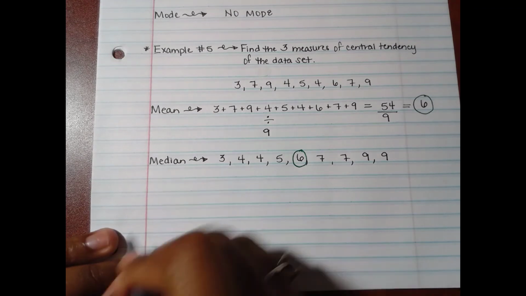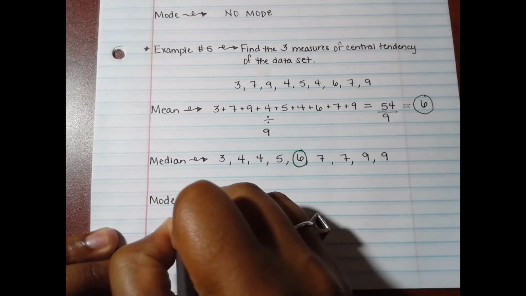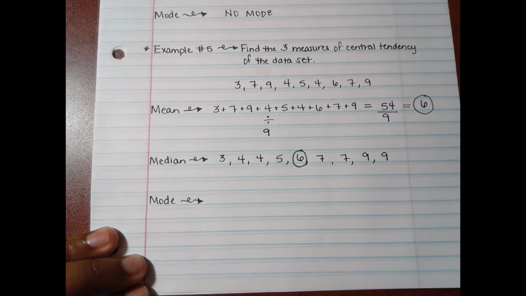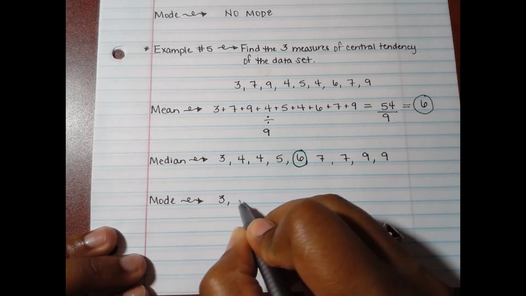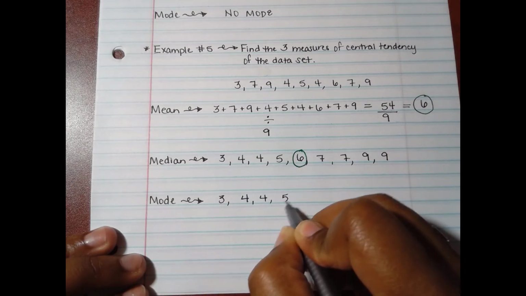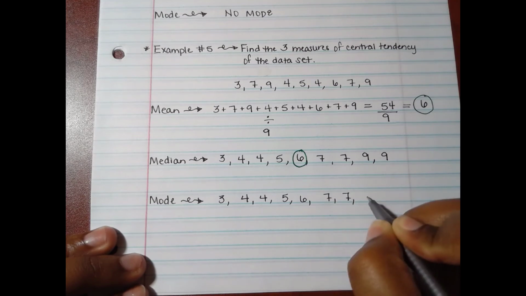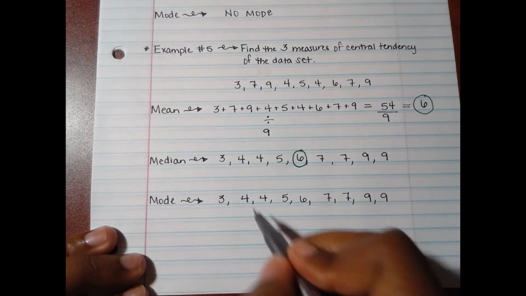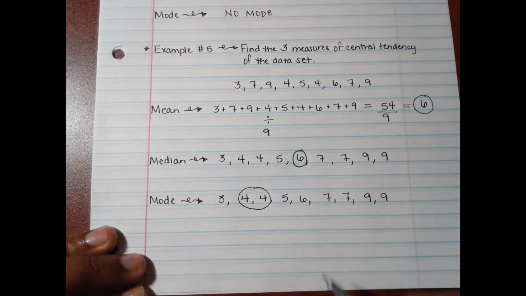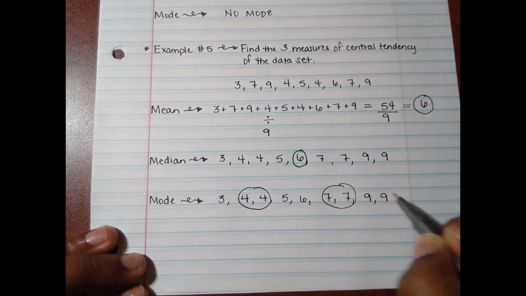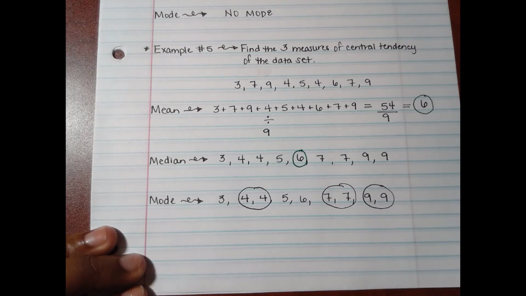The last one is the mode. The mode is the number that occurs the most in a data set. And now that we have our numbers in order from least to greatest, it makes it very easy to see how many of each number we have. So I'm going to rewrite that. It's easy to see that I have 2 4s, 2 7s, and 2 9s.